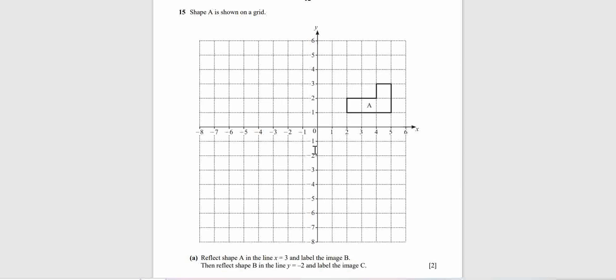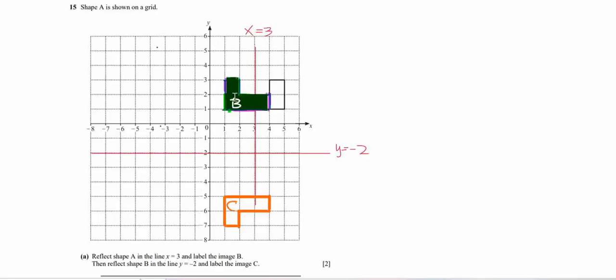So 10 seconds from now. 10, 9, 8, 7, 6, 5, 4, 3, 2, 1. So let's reveal the answer. Here we go. This is image B1.